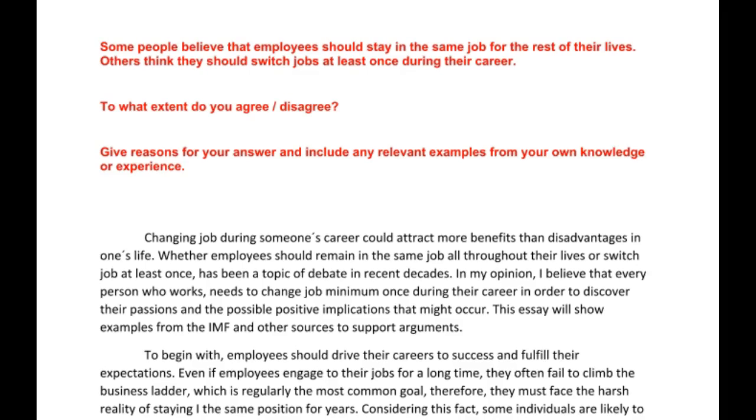Really great to see that you've taken the opportunity for the 2 free essay checks. It's really good. Let's go ahead and look at them. Let's start with the task 2 here on changing jobs.